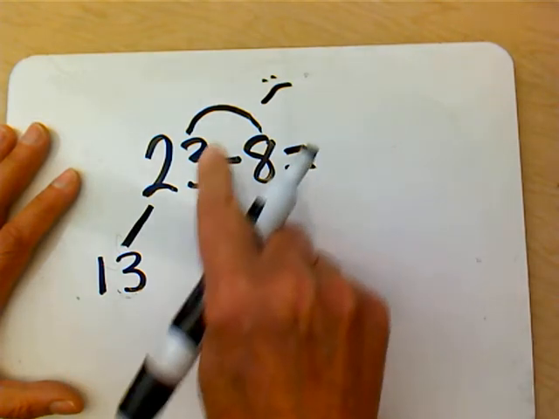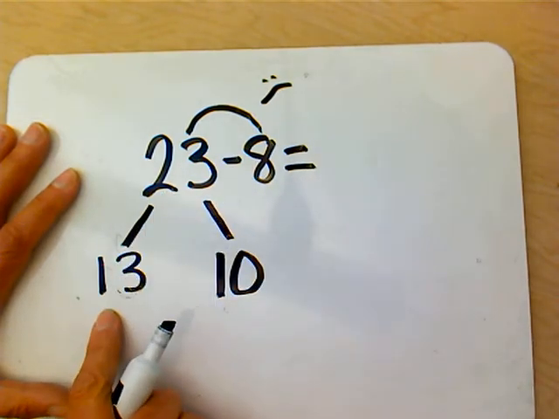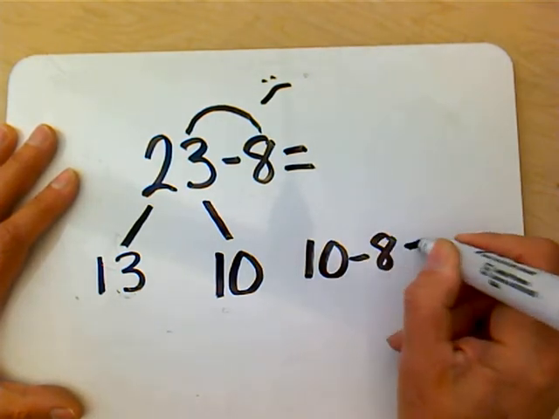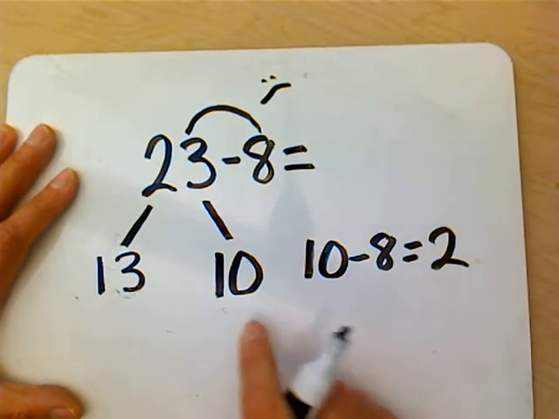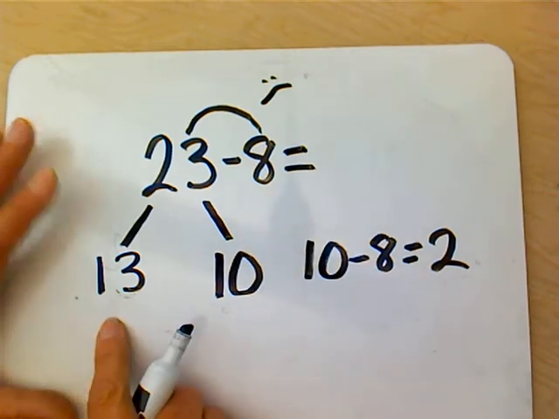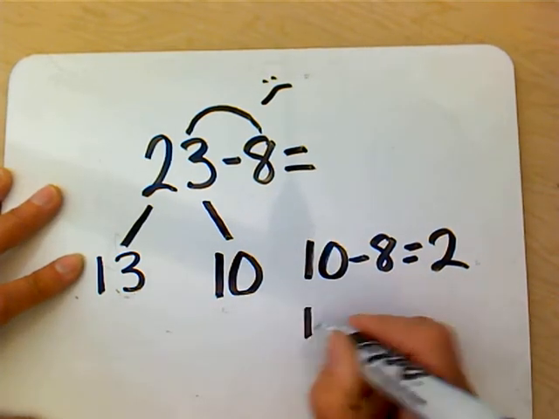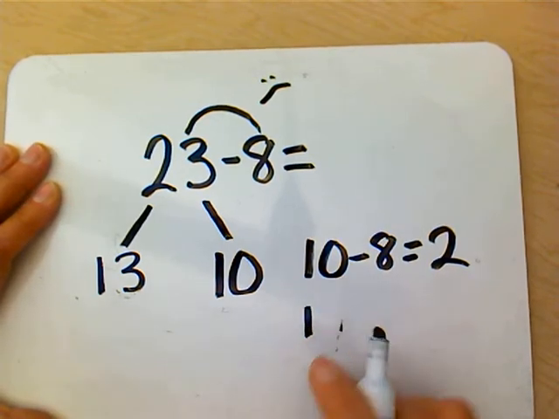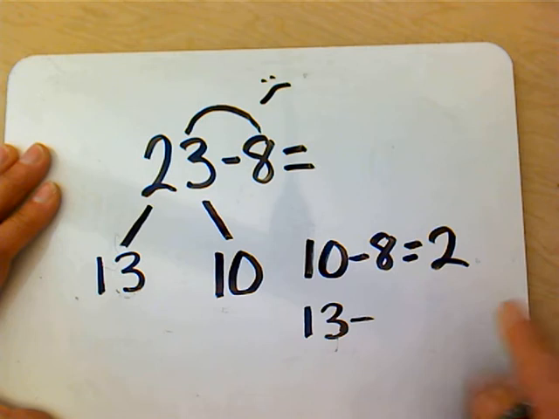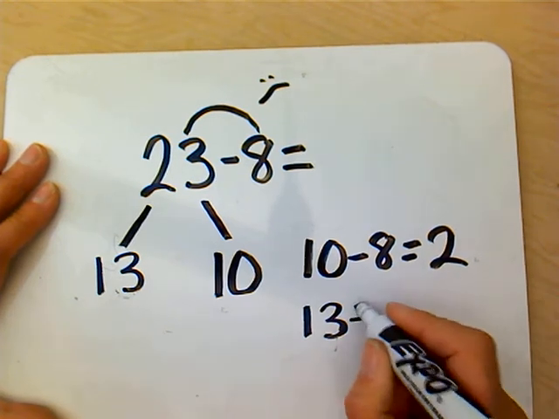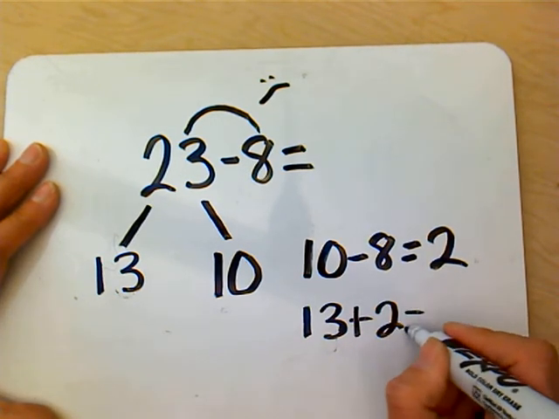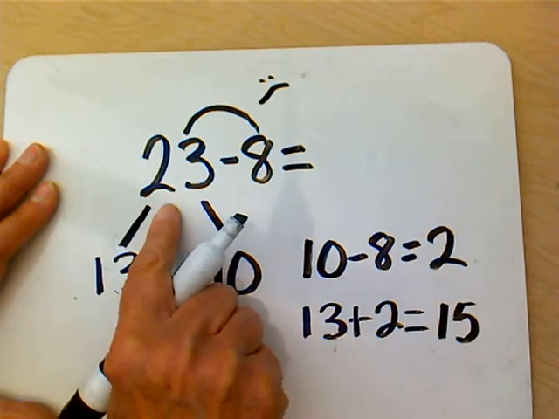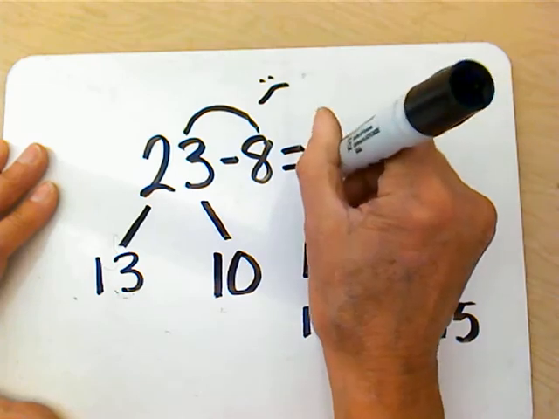Okay, so counting back from 23 gives me 13. Now, let's do the easy math. 10 take away 8 equals 2. Okay, so I've done this problem. Now I'm thinking, what do I have left from that 23 after I took out the 10? Oh, I did it again. I have 13 left, along with the 2 that I had left here. I'm going to add those together, and that's going to give me 15. Therefore, I know that 23 take away 8 is 15.